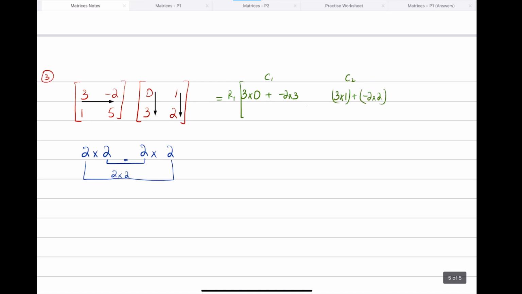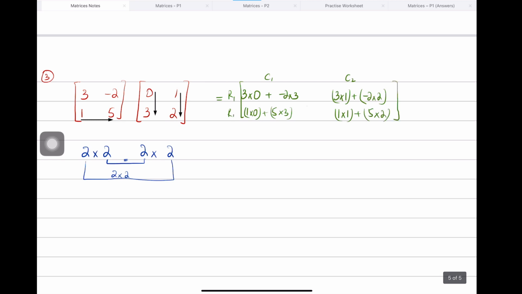There you go. Now that we have multiplied the first row with both these columns, what do we do now? We multiply the second row. So now it's time for 1 and 5 to be multiplied by both these columns. So 1 times 0 plus 5 into 3. And now it's time for this row to be multiplied by this column, which means 1 into 1, plus 5 into 2.